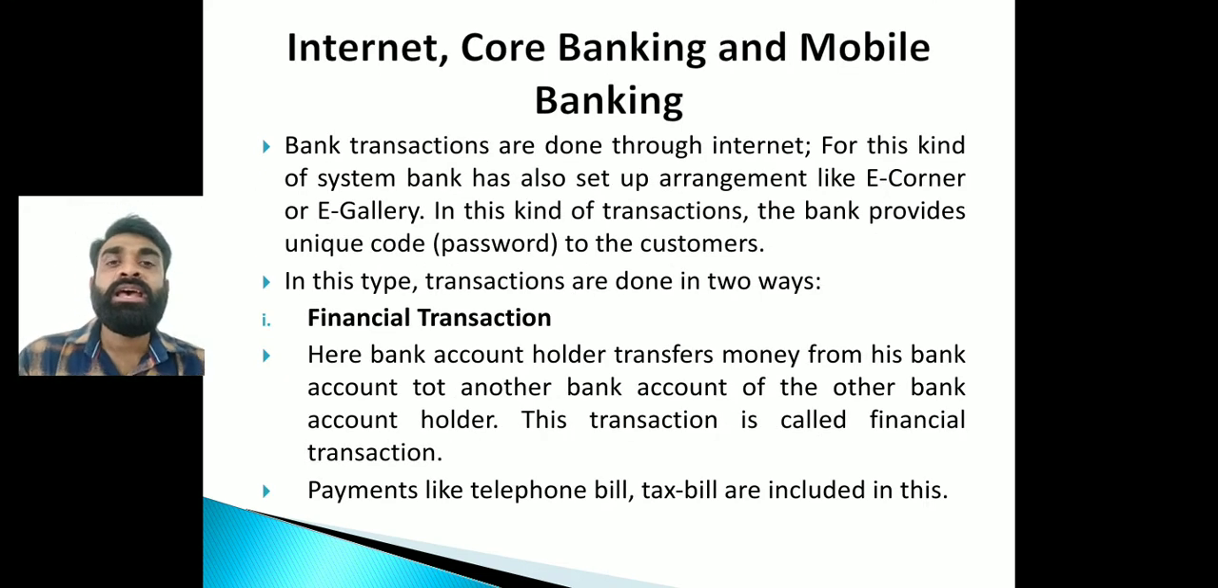Then next, internet banking, core banking and mobile banking. Through satellite, we use the internet facility, and it is very helpful for the banking system, like e-gallery and e-corner that are developed. For using these services, banks provide a unique user ID and password to the particular account holder. By entering the user ID and the passcode, that is the password, the account holder can use the services of the bank.